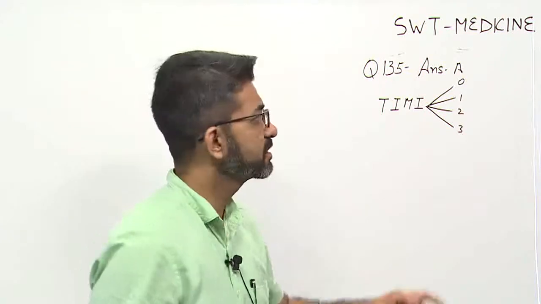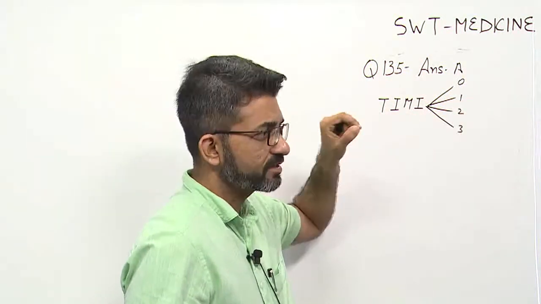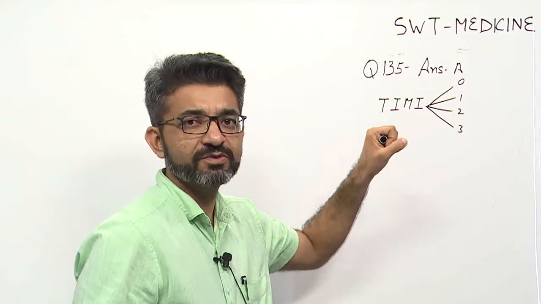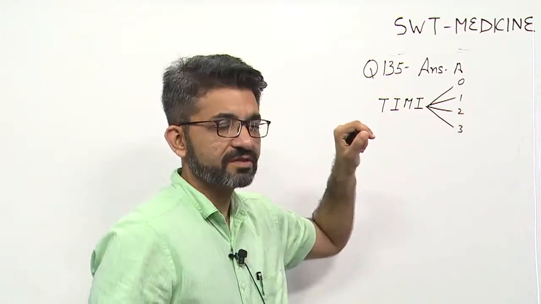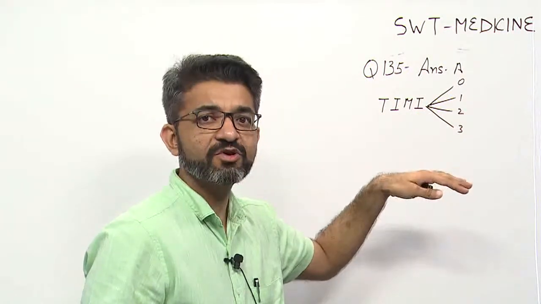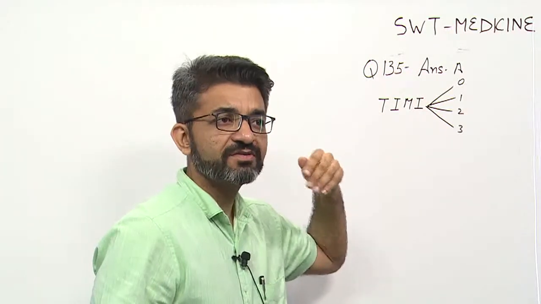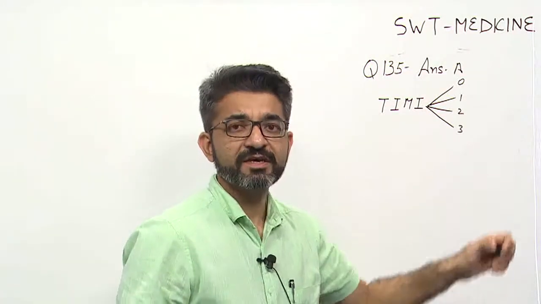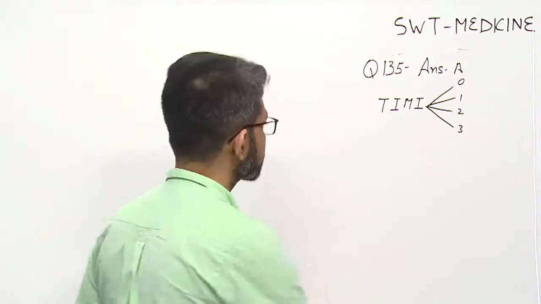There are 4 stages. 0 means complete occlusion. 1 means partial occlusion, and there is some flow of the contrast through that occlusion. However, the flow is not sufficient. 2 is that the contrast material penetrates adequately, however, flow is really abnormal, it is not up to the mark. And 3 is complete revascularization, so that the contrast flows freely across the stricture or across the plaque.